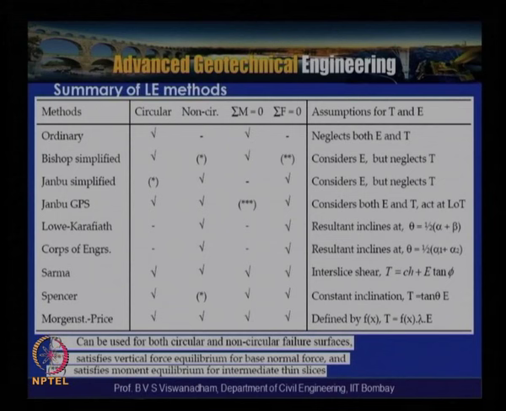Then we have the Spencer method, wherein it considers the T and E with some constant inclination, where T is equal to a relationship between tangential force and the normal force E, which was given as with a constant inclination T is equal to tan theta into E, and then the Morgenstern-Price method, wherein it can be used for both circular and non-circular failure surfaces, and it satisfies both moment and force equilibriums, and the assumption for T and E is defined by a function x, where T is equal to function x into a constant delta into E.